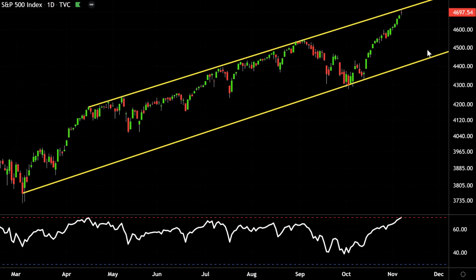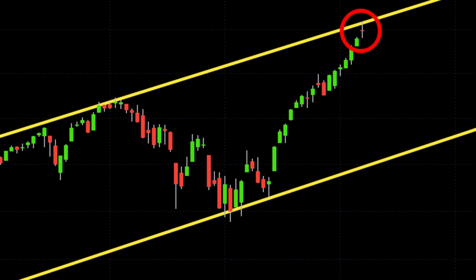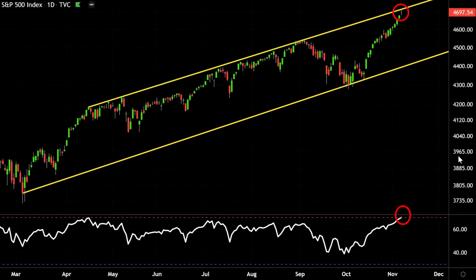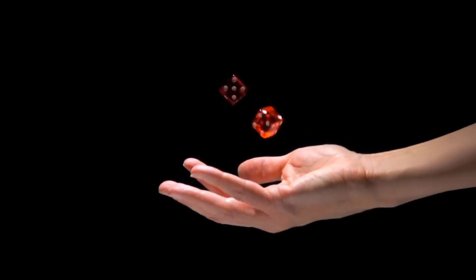Now, I should say, just because price has reached a key level of resistance, like a trendline resistance with overbought conditions, it does not necessarily mean the price has to pull back or has to have a correction. There are no certainties or guarantees in the markets. So we have to remember this is only a probability.